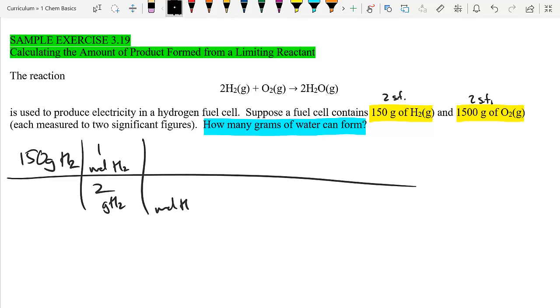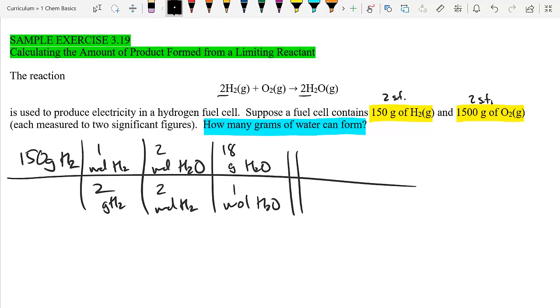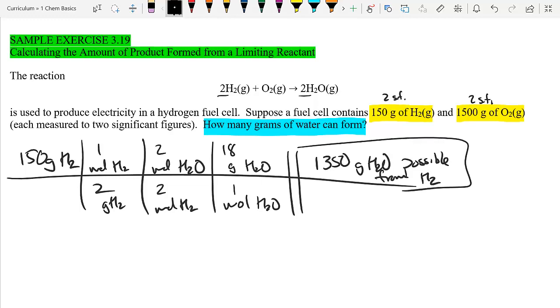Then we want to get rid of moles of hydrogen to find the number of moles of water that can form. So looking at that, we have a 2-2 ratio, 2 moles hydrogen to 2 moles of H2O. Then we want to get rid of the moles of water to find the grams of water that are possible. Get 1 mole of water for every 18 grams. So doing the math on that, we're going to break it down and find that there are 1,350 grams of H2O possible from our hydrogen source. Okay, so that's the possibility from the hydrogen source.